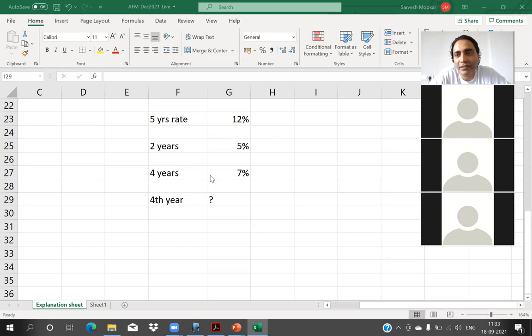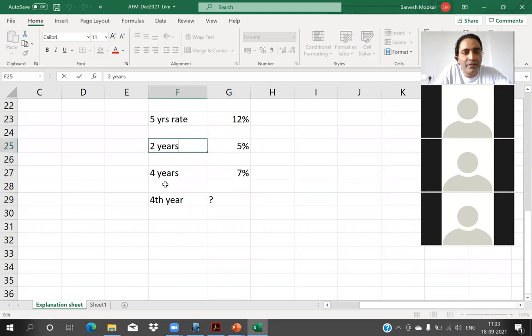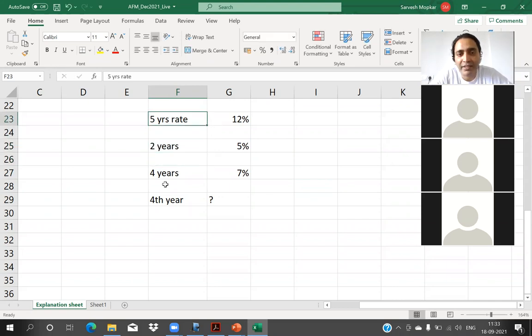So what is missing here? 3 years plan. 3 years. Very good. Very good. This is exactly what I expected. So I have not given the rate for 3 years. So let me give it. Let us make this 2 years. Then you will say, sir, why did you give 5 years? Just like that, as a deflector, as a distractor. The 5 years has nothing to do with this.